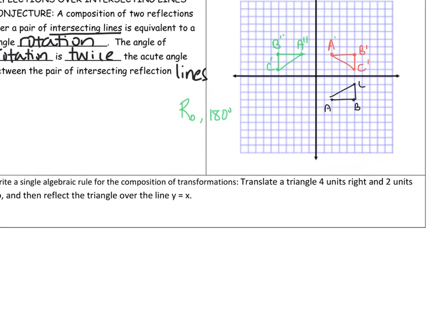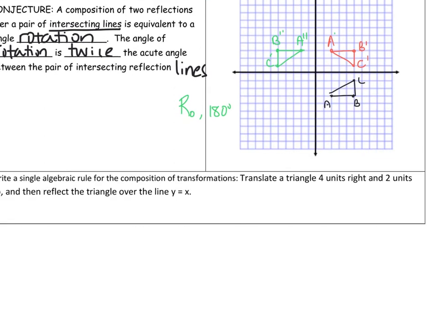Okay, so last but not least, write a single algebraic rule for the composition of transformations. We're going to translate a triangle 4 units right and 2 units up. So let's do that first. So again, we start out with the coordinates of our pre-image, which are x, y, and this is a translation. We're going to translate 4 units right, so that means x plus 4, and 2 units up, which is y plus 2.